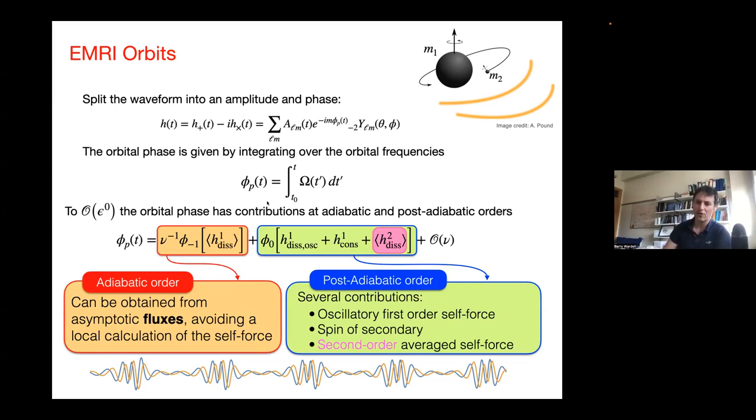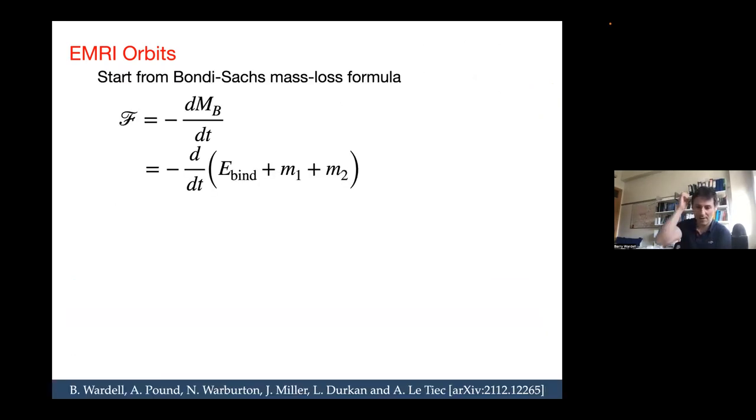Let's go back to thinking about the orbits again. I said that the orbital phase we can get by integrating the frequency. Well, that just shifts the problem to figuring out how we obtain the frequency as a function of time. One way we can do that, the way we've done in this paper at the bottom of the slide here, is by starting from an exact expression, the Bondi-Sachs mass-loss formula, which tells us that the rate of change of the Bondi mass of the space-time is balanced by the flux of energy of gravitational waves coming out of it.